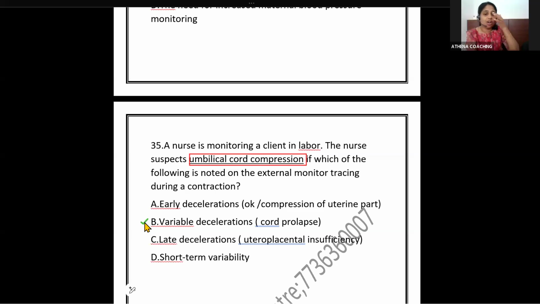Clear? This is all about deceleration, the different types of deceleration and its management. So in case of umbilical cord prolapse, variable deceleration is expected. Immediately you have to provide a head low position. Clear?